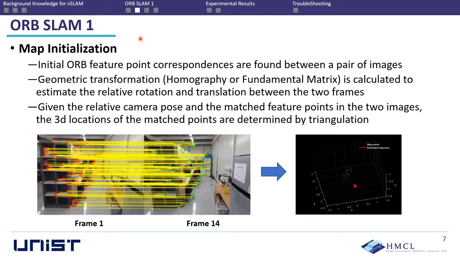Let's look at the map initialization in more detail. For the first step, initial ORB feature point correspondences are found between a pair of images. And then from it, a geometric transformation is calculated to estimate the relative camera pose. Given the relative camera pose and the matched feature points in two images, the 3D locations of the matched points are determined by triangulation.